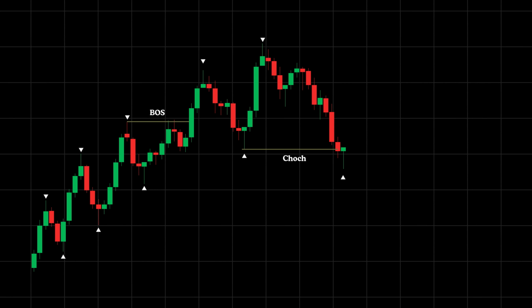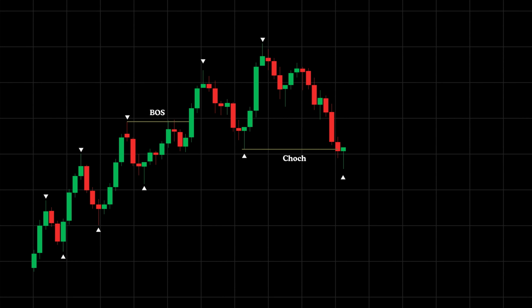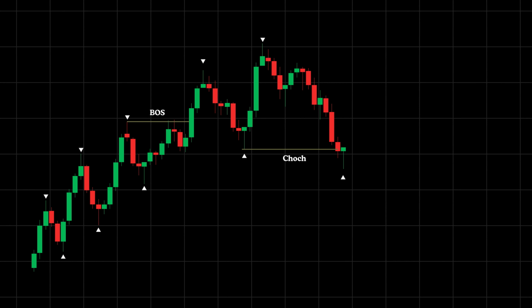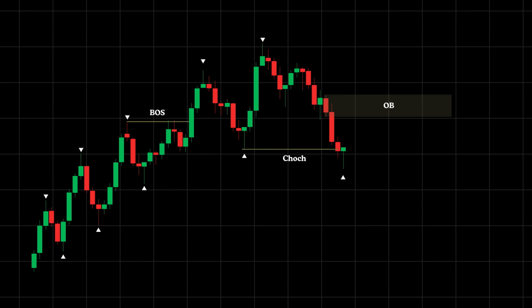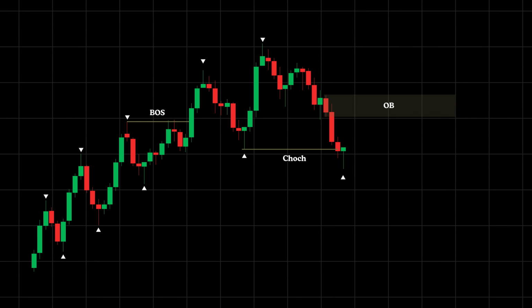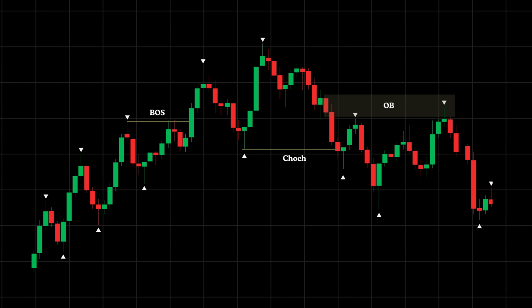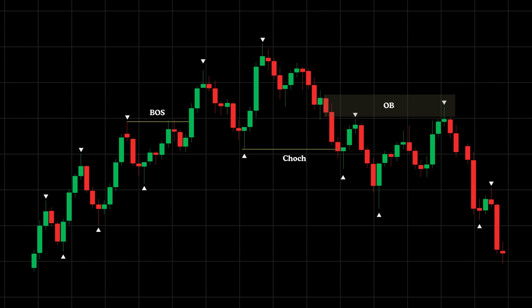That event is called a change of character, and it suggests a possible reversal. It signals that sellers have taken control and pushed price downward. The bearish order block responsible for this shift becomes a prime shorting opportunity. From there, if the trend begins forming lower lows and lower highs, the bearish order blocks created along the way also serve as solid trading setups.